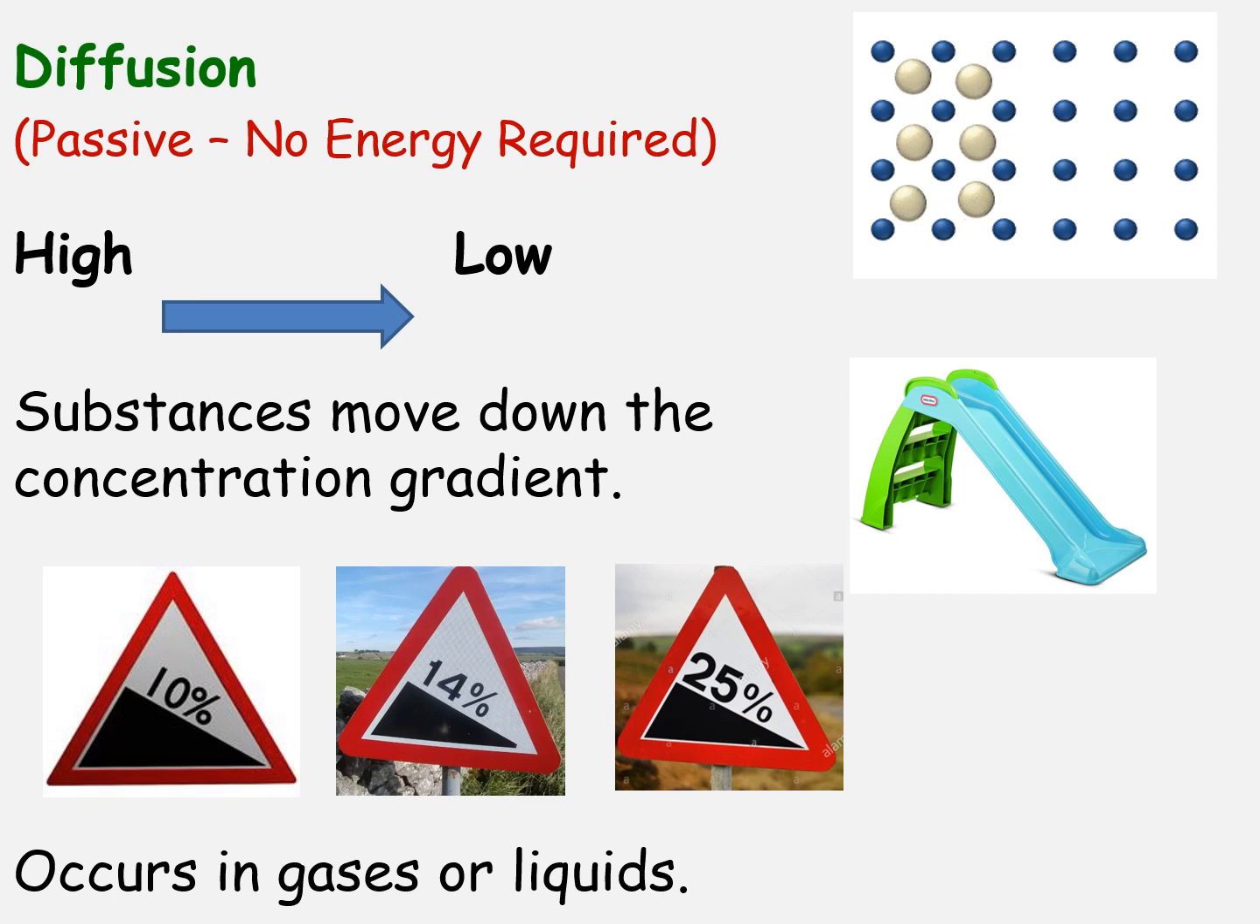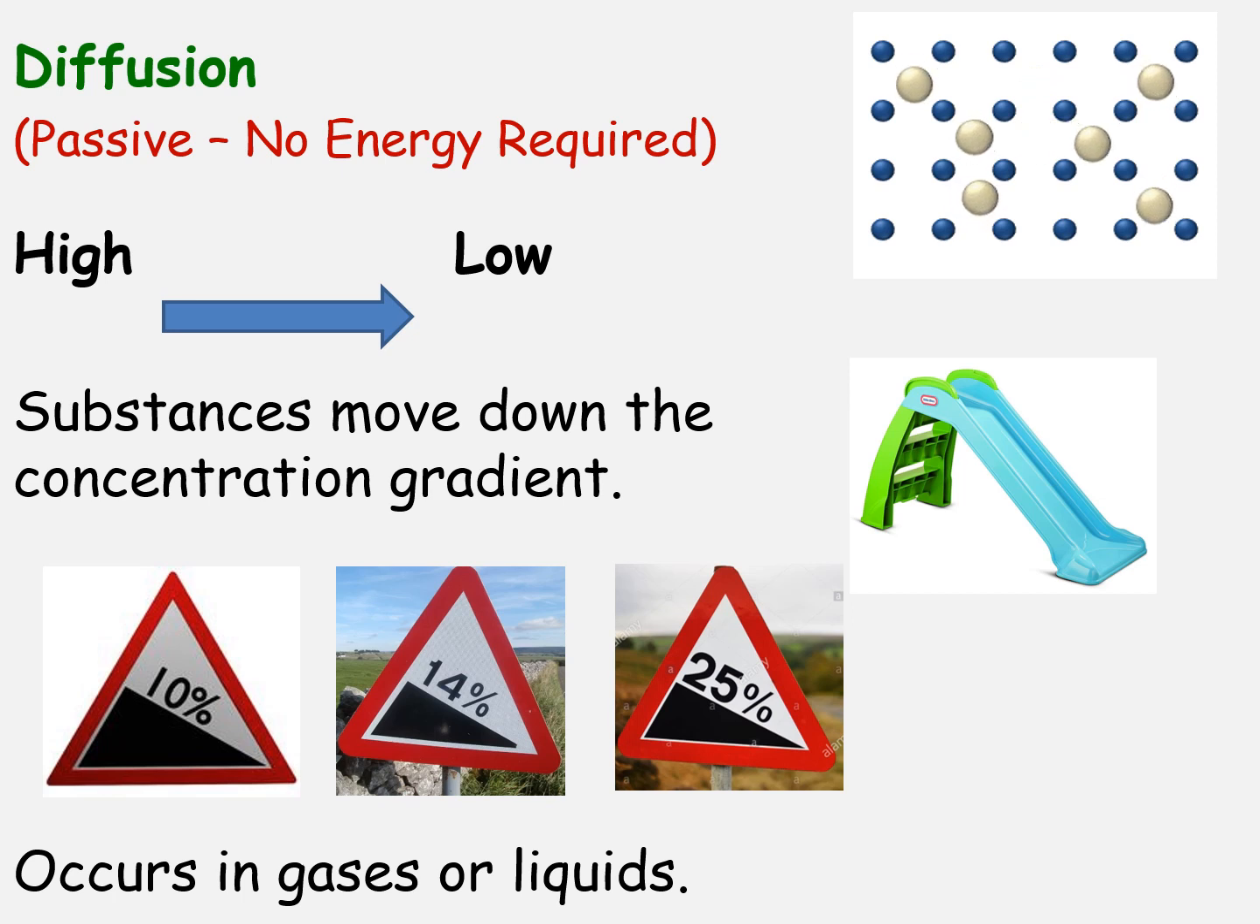And the bigger the gradient, or the higher the slide, the faster that diffusion will take place. Just like if you went on a much higher slide with a much bigger gradient, you'd slide down it more quickly. Exactly the same thing happens in terms of diffusion. The bigger the concentration gradient, the faster diffusion will take place. Finally, diffusion occurs in gases and in liquids.